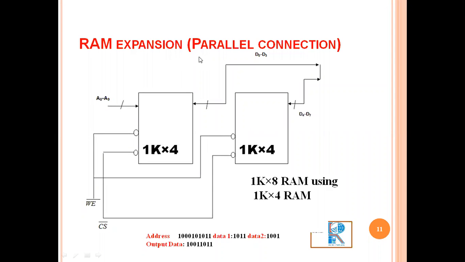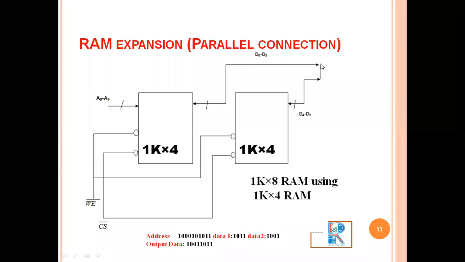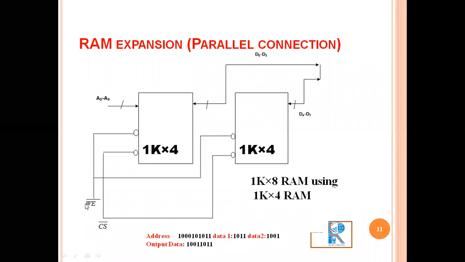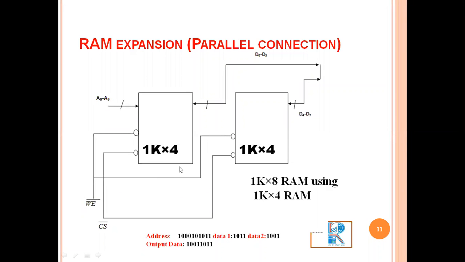This connection is sometimes called a parallel connection. See here, this is one RAM and this is another RAM. A0 to A9 is the address. This address will be applicable for both RAMs. But for the data, D0 to D3, 4 bits will come from this RAM, and D4 to D7, another 4 bits will come from this RAM. So the total number of bits is 8. Write enable is connected to both RAMs, and chip select is also connected to both RAMs.